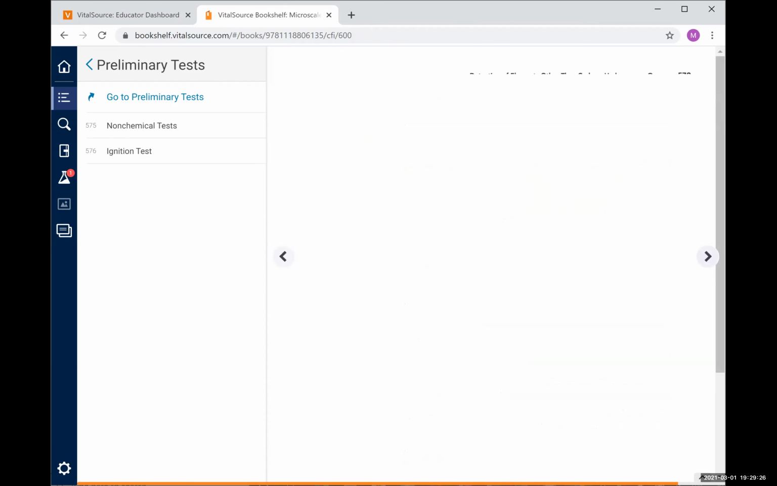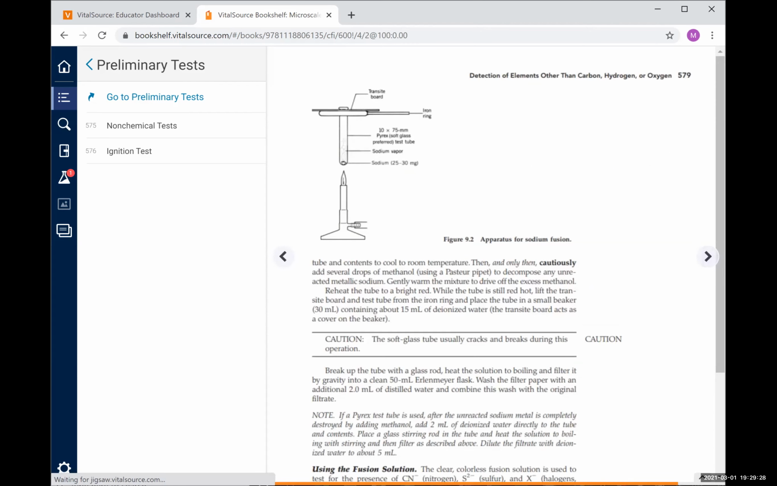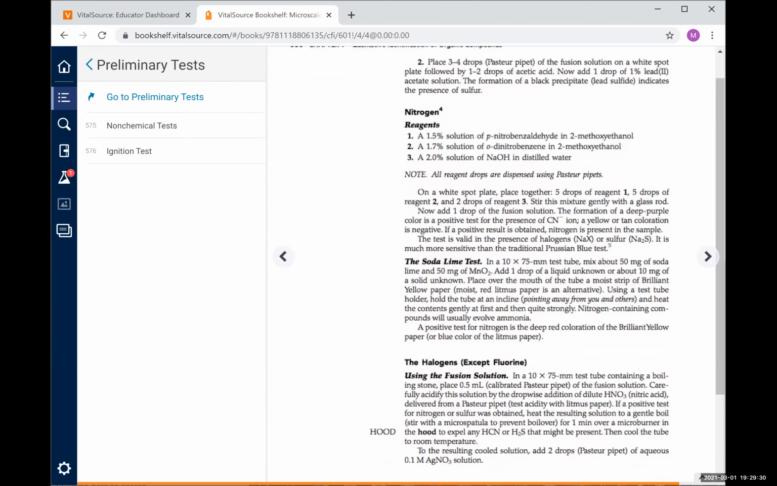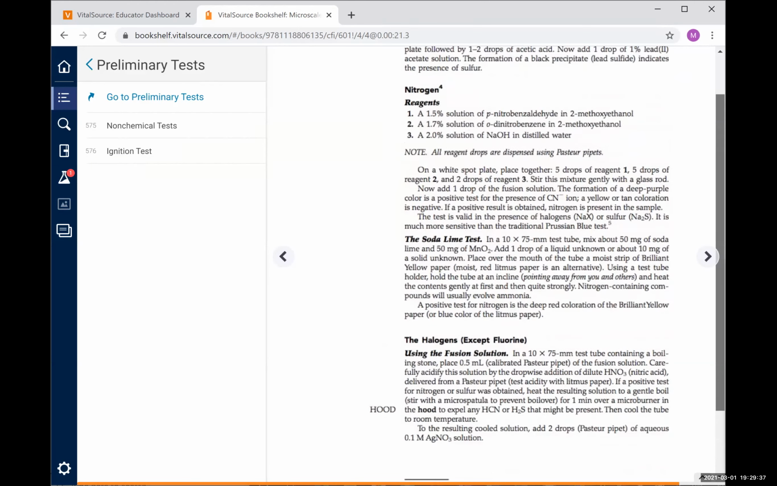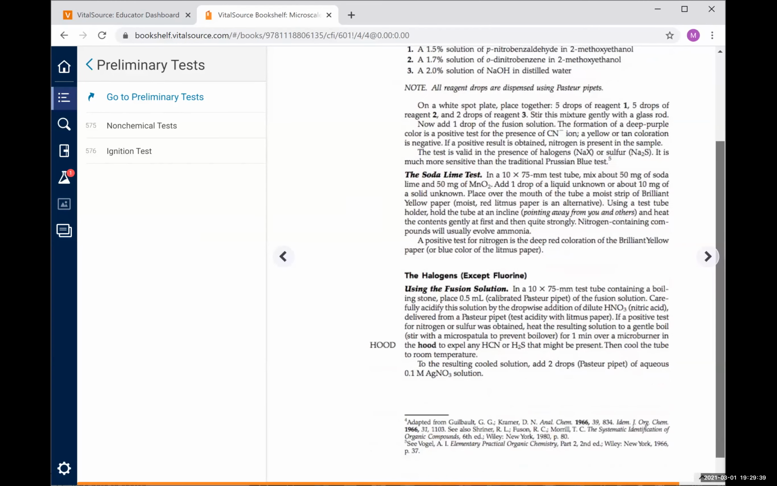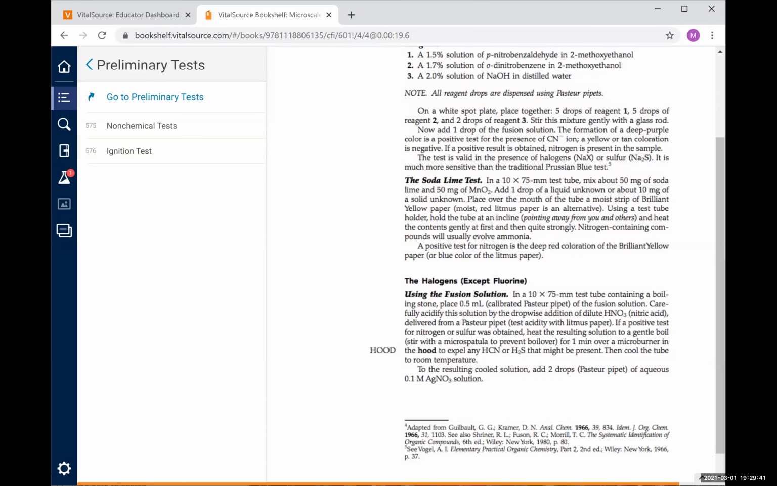The reason why I'm showing you in the lab manual is so that you can help find the pages. So we're going to be doing the soda lime test. Does everyone see this test? It's on page 580. And the soda lime test is different than the fusion test. What the soda lime test is detecting is the presence of ammonia generated from your amide.